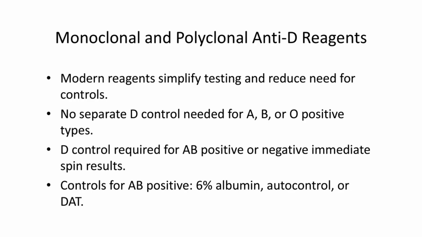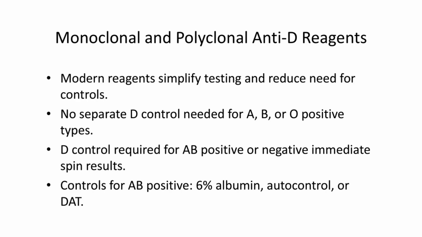Monoclonal and polyclonal anti-D reagents. Modern D typing often uses monoclonal or monoclonal/polyclonal blend reagents. These reagents simplify testing and reduce the need for separate controls. A separate D control is not required for patients with A, B, or O positive blood types.